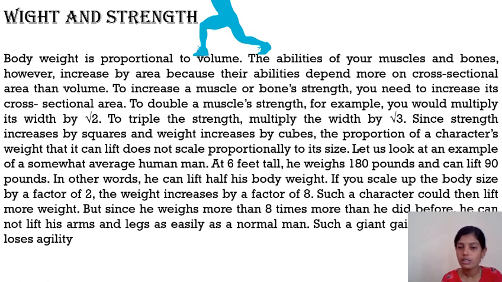Let us look at an example of a somewhat average human man. At 6 feet tall, he weighs 180 pounds and he can lift 90 pounds. In other words, he can lift half of his body weight. If you scale up the body size by a factor of 2, the weight increases by a factor of 8. Such a character could then lift more weight, but since he weighs 8 times more than he did before, he cannot lift his arms and legs as easily as a normal man. Such a character gains strength but loses agility.